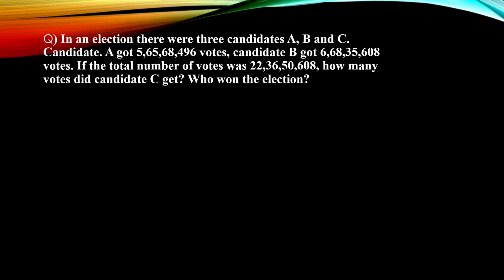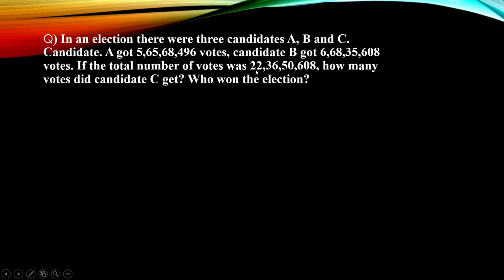See, the question is very brilliant. Three candidates participated, those are A, B, and C. And here they have given the data of A and B, how many votes they have got. But the votes that candidate C got, they have not mentioned. So now the total number of votes is given.